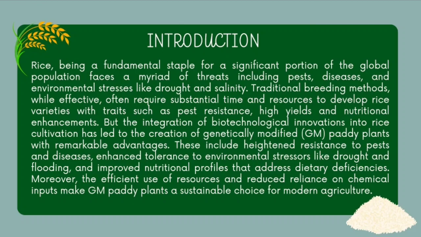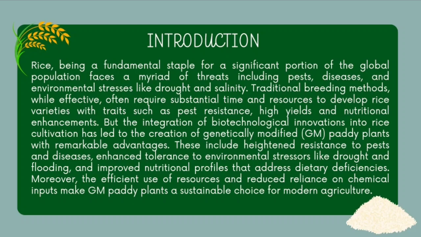Rice is an important food source for humans. However, it is susceptible to threats including pests, diseases, and environmental stresses. To overcome this problem, humans have been using the traditional selective breeding method to cultivate the paddy species that has the most resilience to the threats. This method is effective, but it requires a lot of time and resources to achieve the goal.